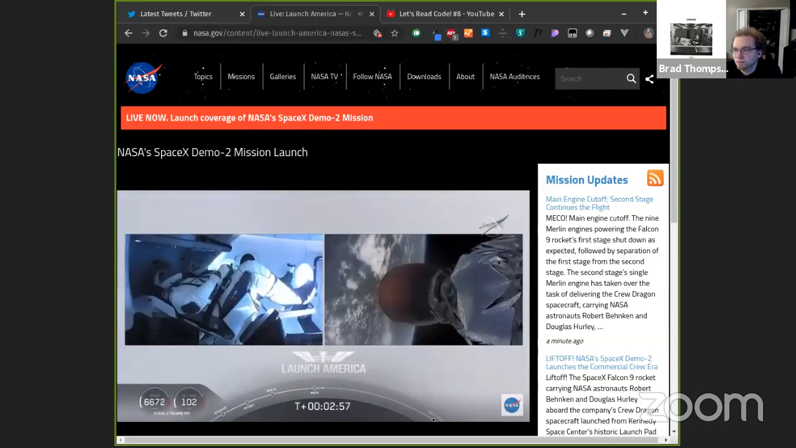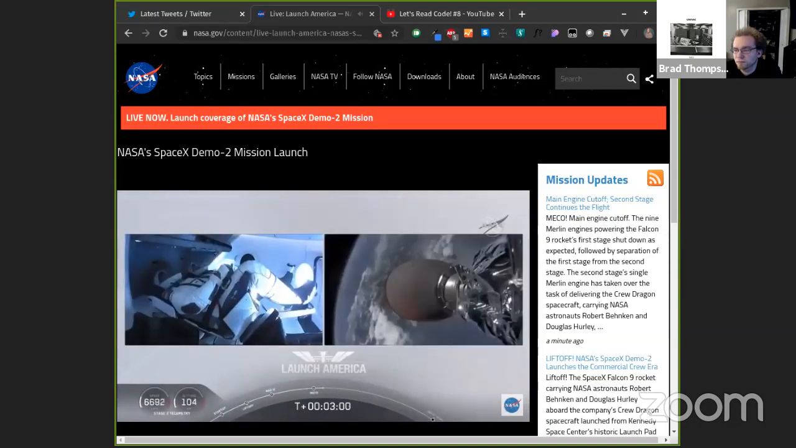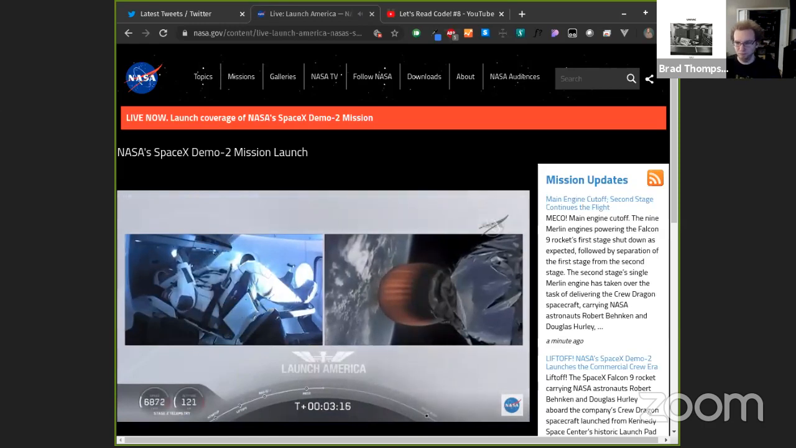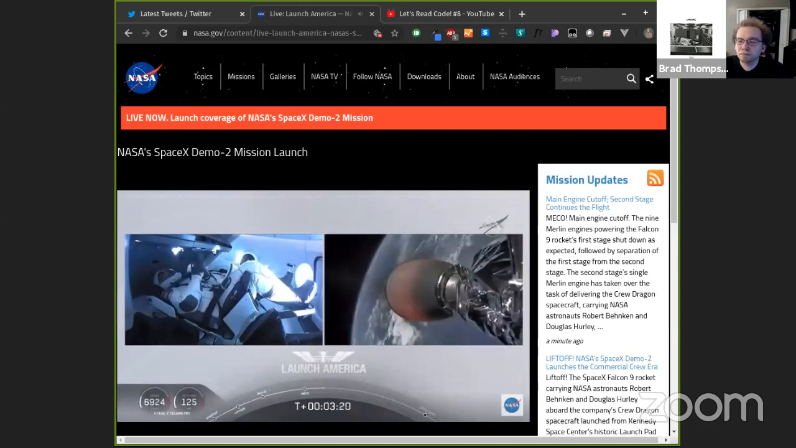Second stage, being powered by that single Merlin 1D vacuum engine, has ignited, now carrying Bob and Doug to orbit. So they're going to continue under the power of this second stage. Stage 2 propulsion is nominal. Engine cutoff at SECO, or second engine cutoff, 8 minutes and 44 seconds into today's flight. So a little over 5 minutes to go still on this second stage.